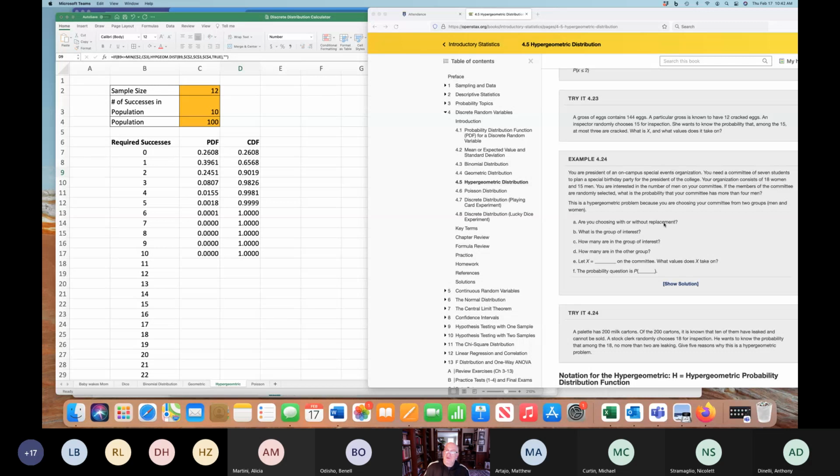Are you choosing with or without replacement? Well, if you're choosing a committee, it's without replacement, which, and you have 2 groups, makes it hypergeometric. So what's the sample size? How big is the committee going to be?